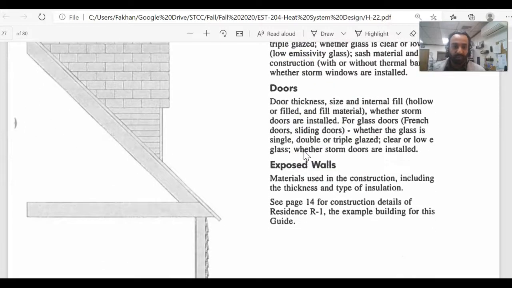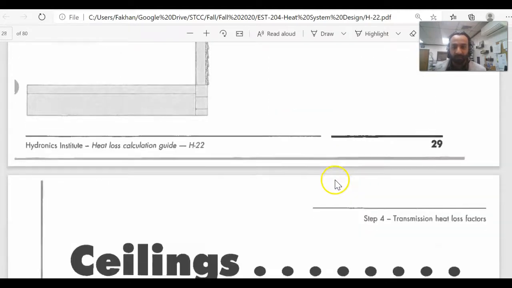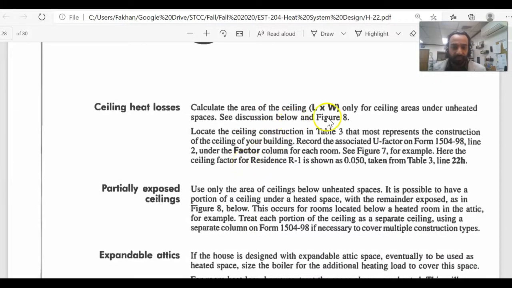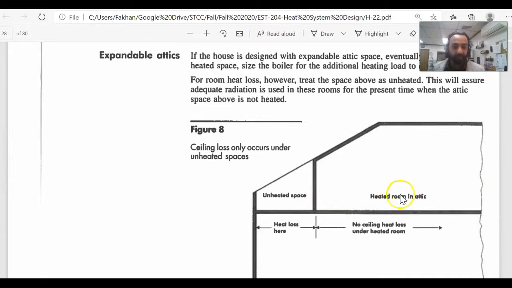Windows, doors, we did that before. Exposed wall, that's something going to the outside completely, and it has its own tables. Ceiling, area of the ceiling, insulation, U factor. For a partially exposed ceiling, you're going to have to do two areas. So it's only the area of ceiling below unheated space. It is possible to have a portion of the ceiling under a heated space with the remainder exposed. So if the ceiling is partly heated and partly unheated, you take the part that is unheated. Because if it's heated in here, we're not losing heat to this area, but we might lose heat in this area over here.